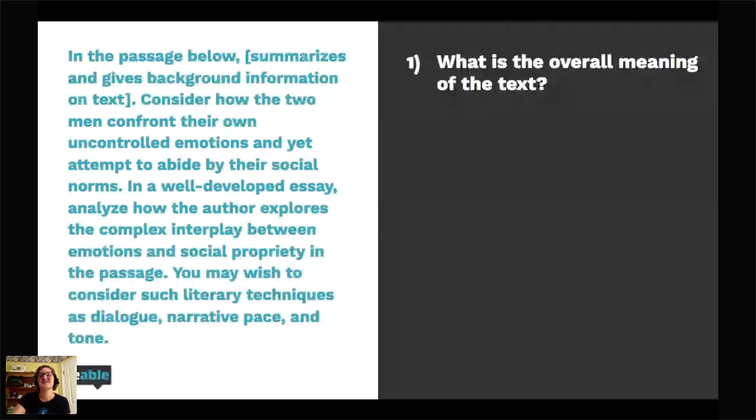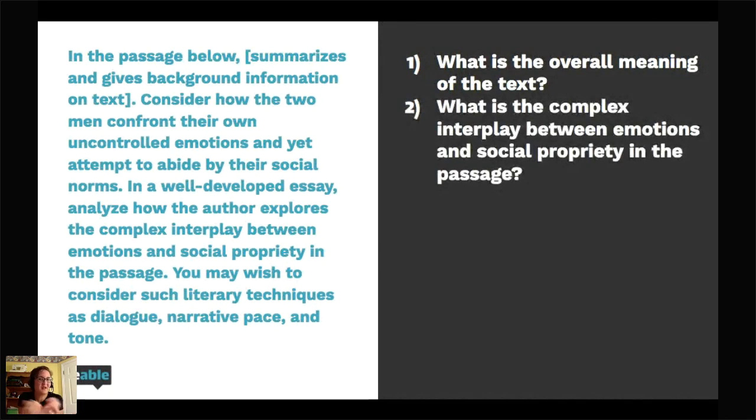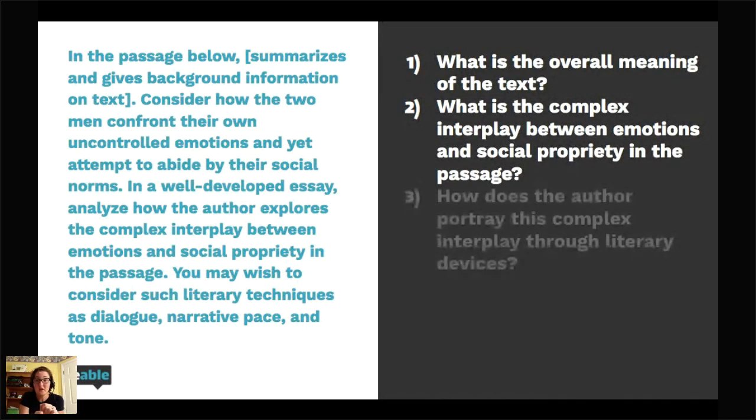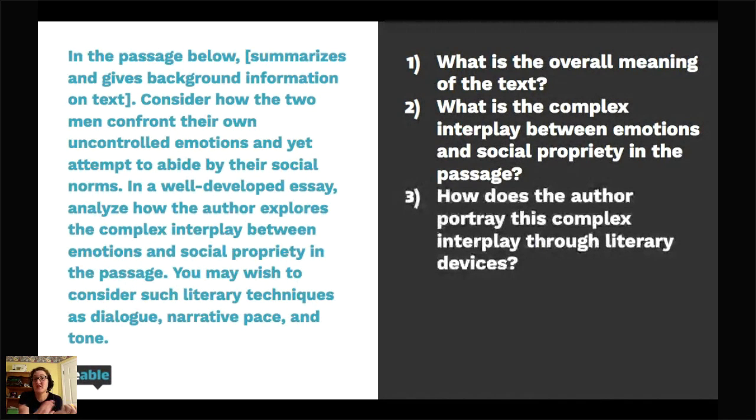So yeah, number one, what's the overall meaning of the text? Definitely. Two, what's the complex interplay between emotions and social propriety? So I believe someone said that. Then breaking it down into other things. So here's the how. How does the author portray this complex interplay through literary devices?